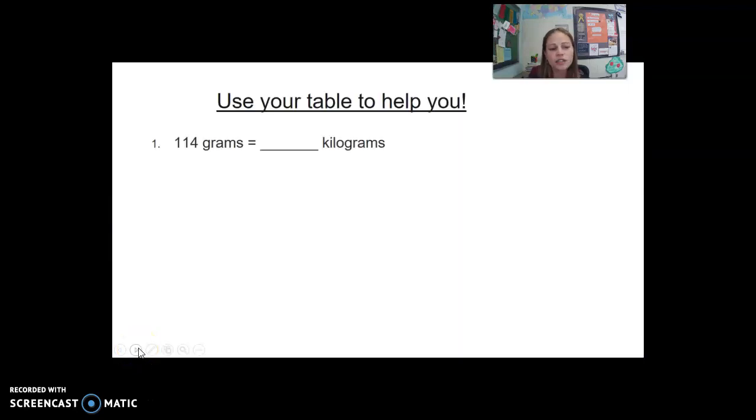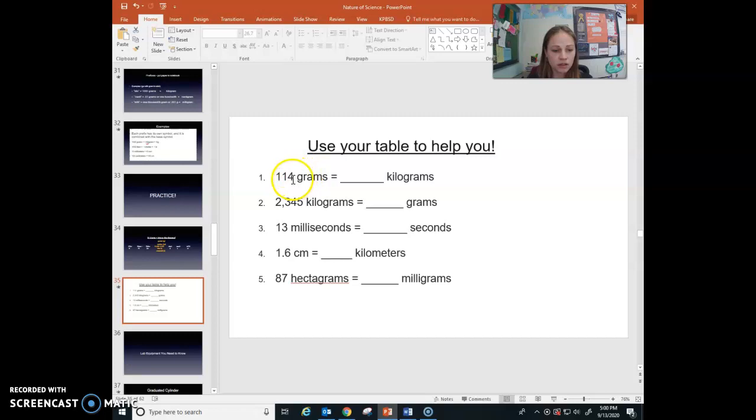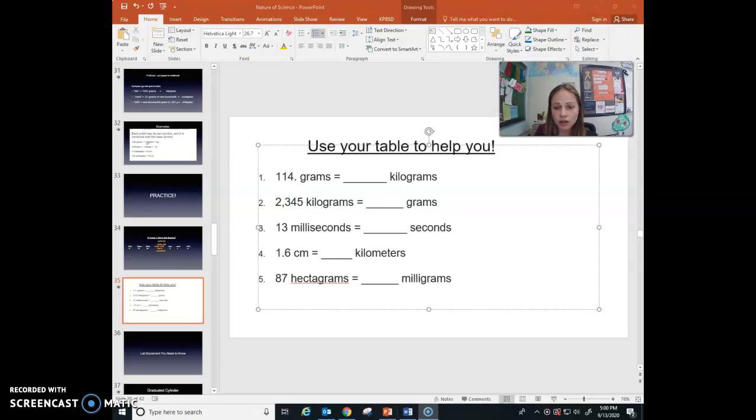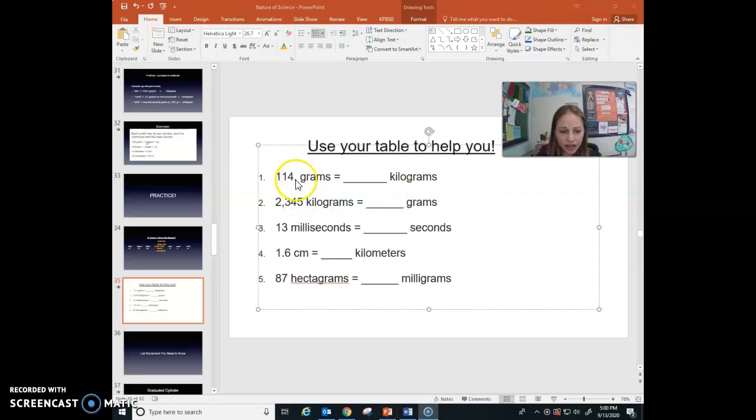Okay, so 114 grams. If there's no decimal given, where is that decimal? It's going to be right there at the end if it's not given to you, okay? So if we're starting there and I'm asking you to go from grams to kilograms, this is where you need your chart. Well, I know grams is in the middle and kilos way out here, so I'm starting here. 1, 2, 3 hops to the left. My final answer would be 0.114 kilograms.